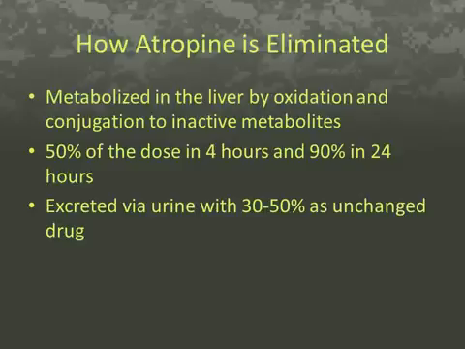Atropine is eliminated by being metabolized in the liver through the processes of oxidation and conjugation to inactive metabolites. 50% of the dose is eliminated in 4 hours and 90% in 24 hours. It is excreted via the urine with 30 to 50% as unchanged drug.